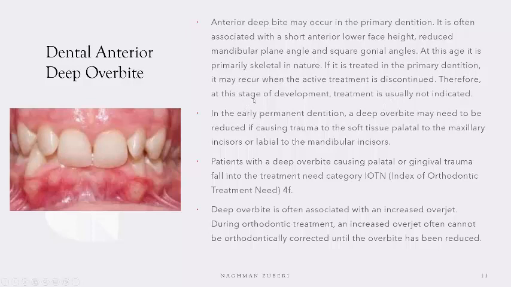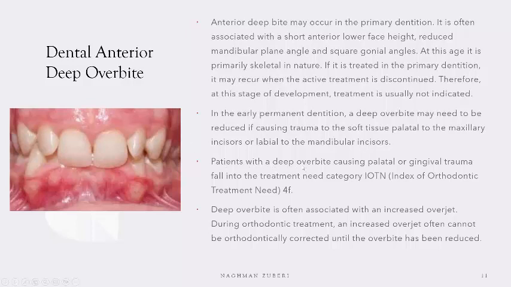Therefore, at this stage, we will just keep the patient under observation. When they are just about to reach their prepubertal growth spurt, then we start treatment. We can use myofunctional appliances very easily at that time. In the early permanent dentition, a deep overbite may need to be reduced if causing trauma to the soft tissue, palatal to the maxillary incisors or labial to the mandibular incisors. I have shown you the pictures. These are the indications in early permanent dentition for treatment.